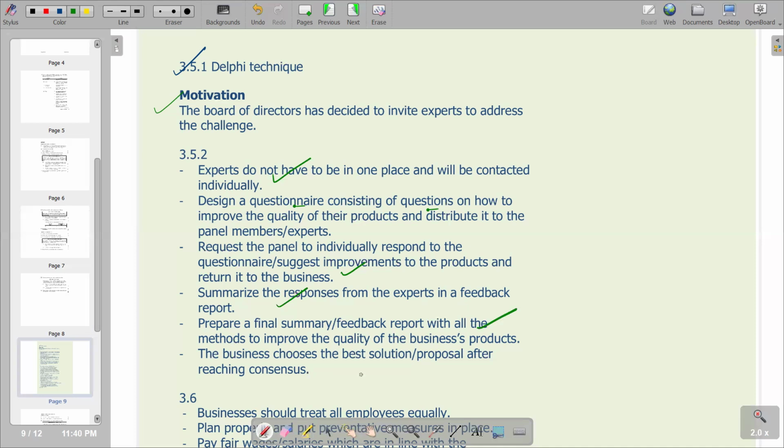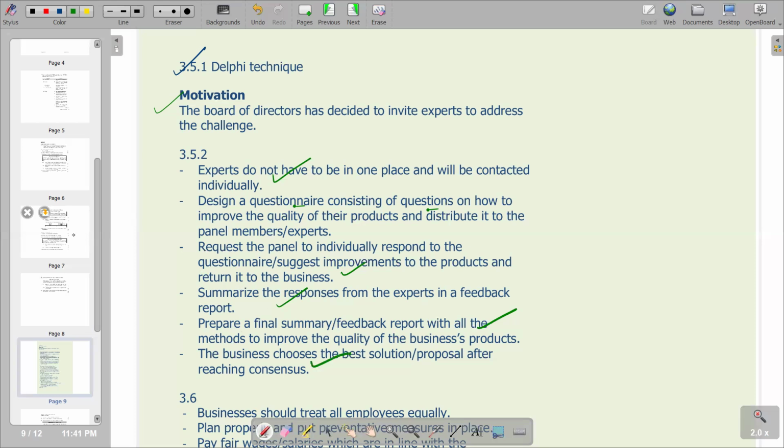The business chooses the best solution or proposal after reaching a consensus. So at the end, we have to reach a consensus whereby we choose the best solution. Obviously, it's after a discussion and a consensus has been reached. So this becomes the last point.